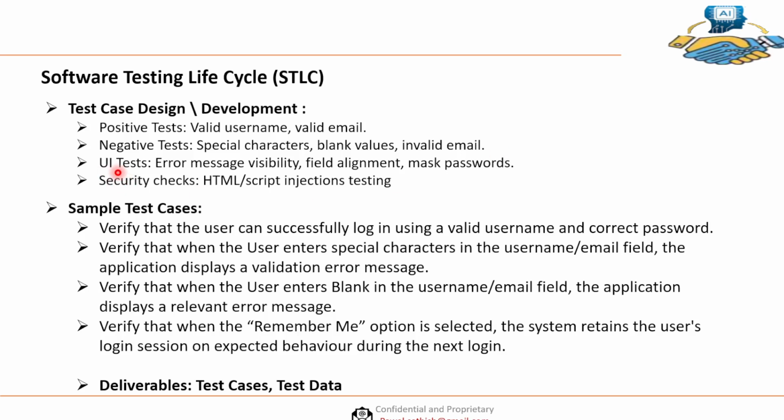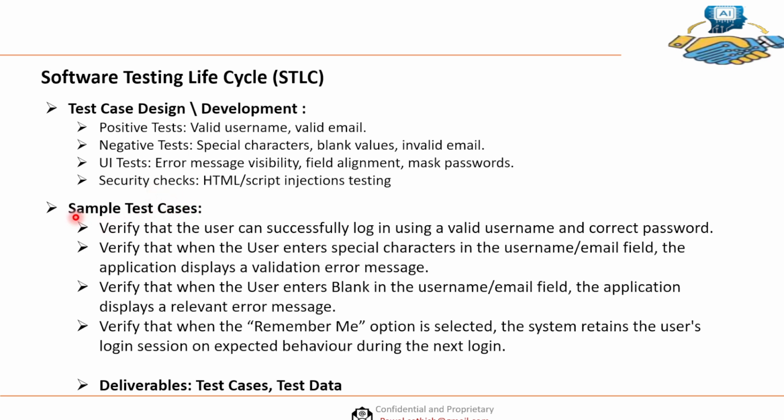Here you can see UI tests, like error message visibility. Then, as part of the UI things, we'll also see whether all the field alignments are correct or not. Then we'll also check the password: when the user tries to enter the password, it should be masked, and the password should not be visible while the user is entering it. Then we'll also add some security checks like HTML or script testing. Though it is not mentioned in our story, as part of full stack QA, we need to consider all the positive things and add them. If anything is not mentioned in the user stories, we need to confirm with the product and ask the product.